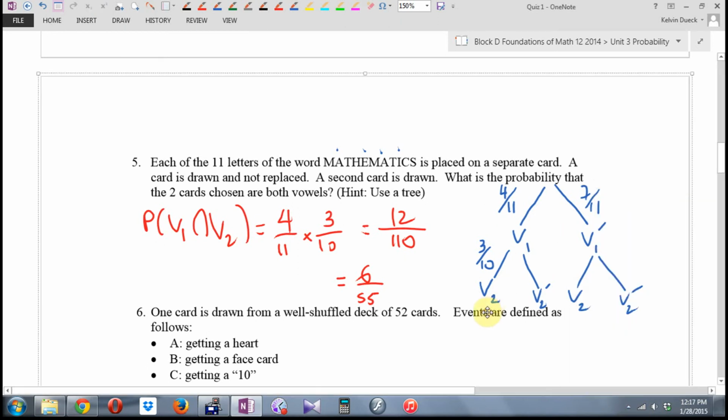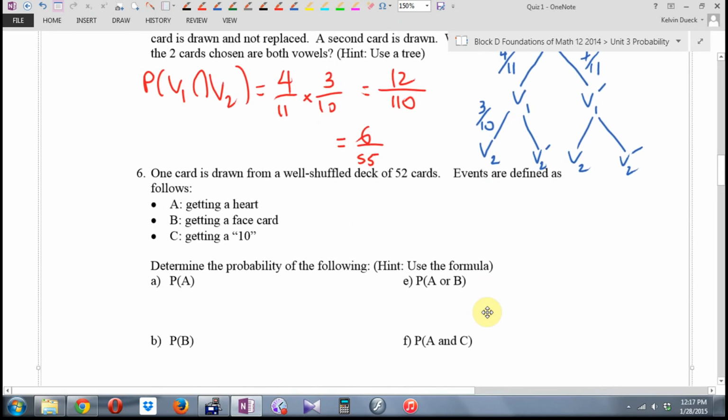Okay, number 6. Number 6, Taylor, can you read me the first word of number 6, please? 1. How many cards? I'm not doing a tree, I'm going to count. I may use the formula because it may be or minus the over. You know what, though? I think I can just actually, like, count.